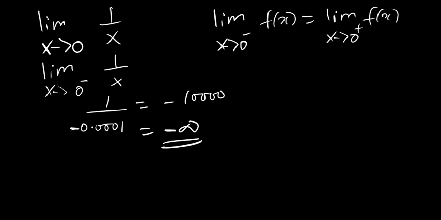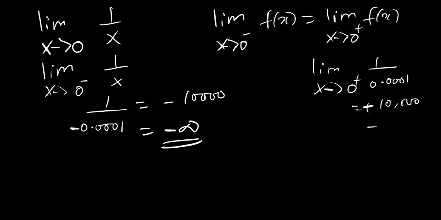Now, if I go limit as x goes to 0 from the right side of 1 over x, now that is positive, right? 0.0001. The answer will be plus 10,000. That becomes positive infinity. When you find that this is the answer, if the question is, does the limit exist? What will be the answer? It doesn't exist. Exactly. So now the limit as x approaches 0 from the left side is not equal to the limit from the right side.